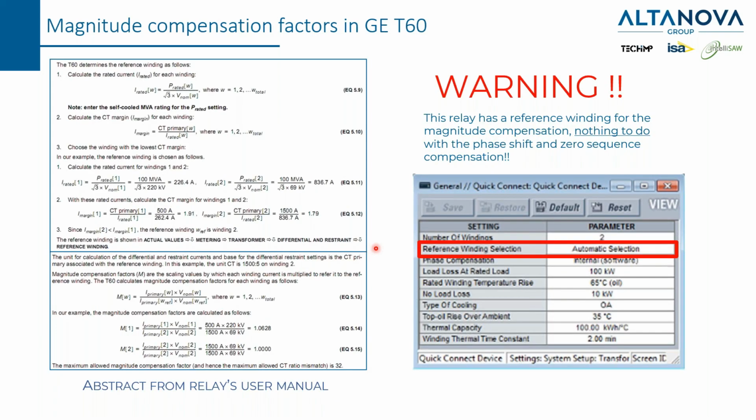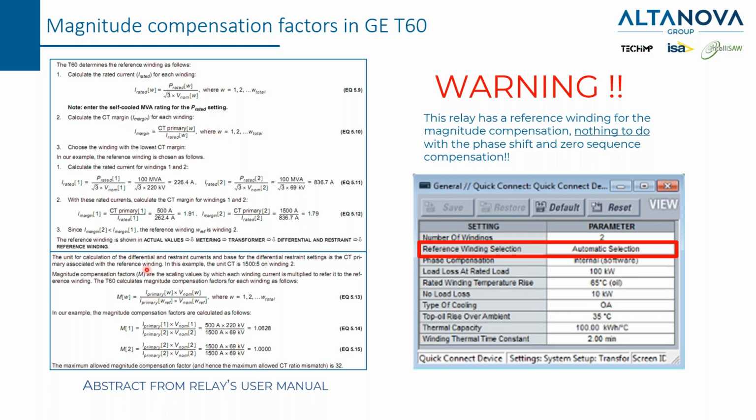Now, let's go a little bit deeper inside the General Electric T60. Let's start from the magnitude compensation. So the question is, how does the General Electric T60 calculate the magnitude compensation factors? If you look in the user manual, you will find basically an algorithm. So it's not a simple formula. You have to understand this logic.